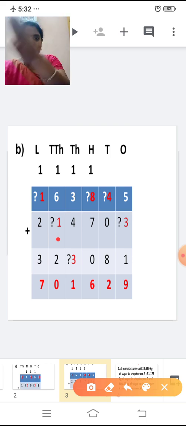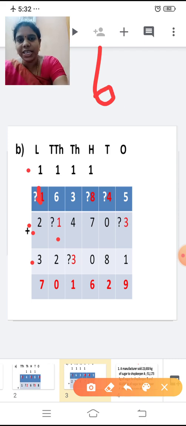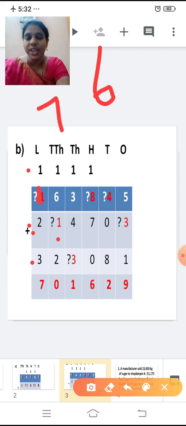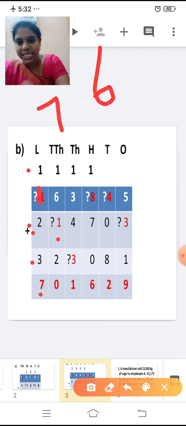Now let's move on to the lakhs place. Now shall we add this carry over? 1 plus 2, 3. 3 plus 3, 6. With 6, how many numbers I should add so that the answer will be 7?